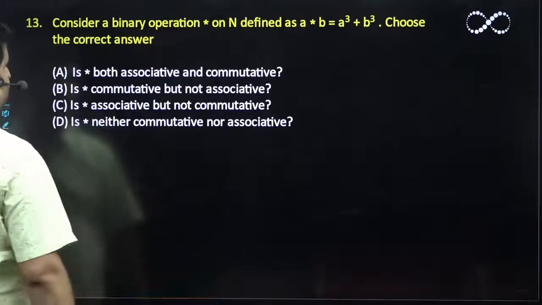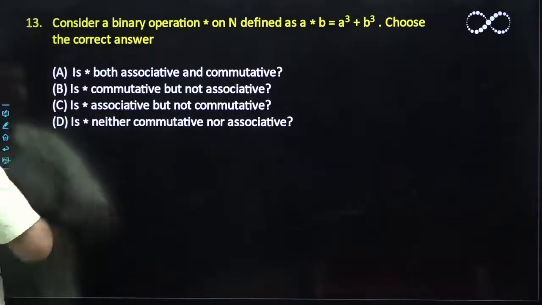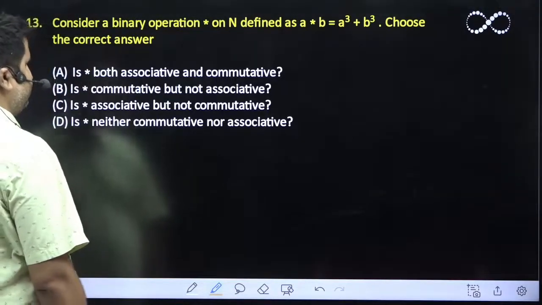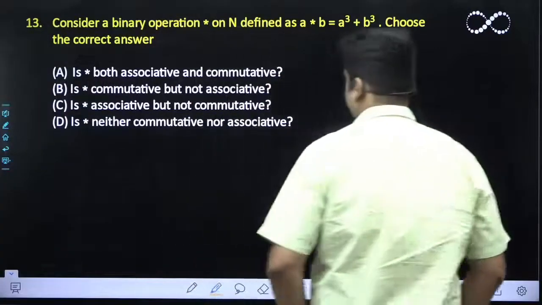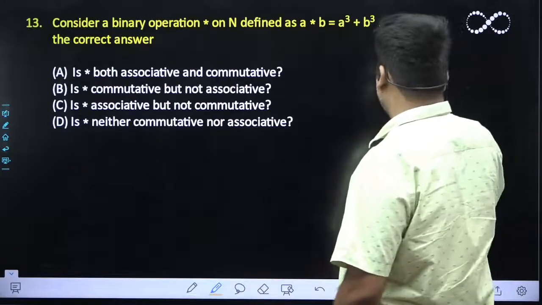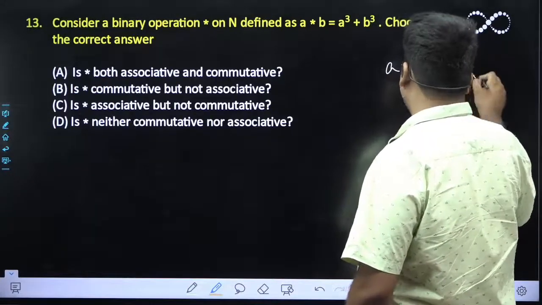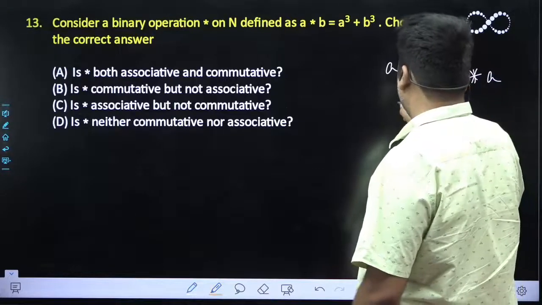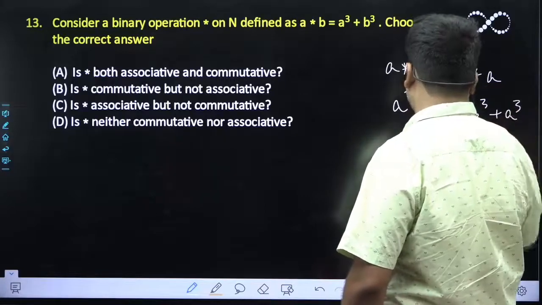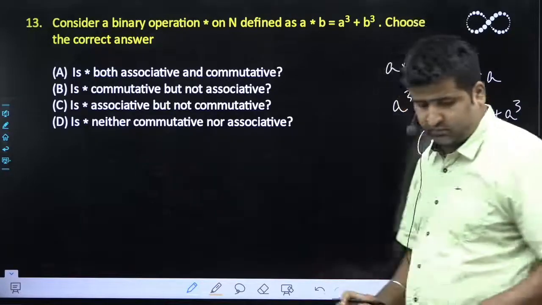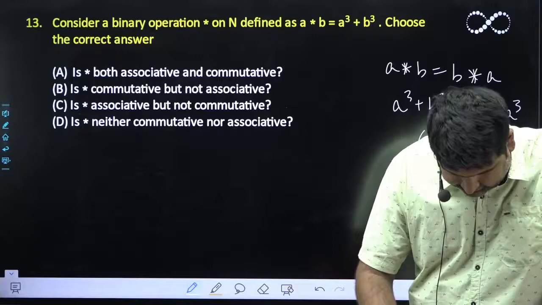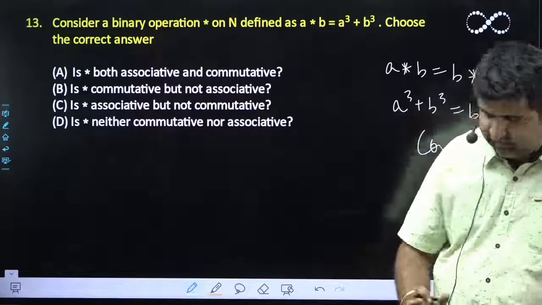So let's move on to this question. A star B is defined as A cube plus B cube. Choose the correct answer. So if you have A star B, this will be equal to B star A for sure, since this is A cube plus B cube, this is B cube plus A cube. So this is commutative for sure. No doubt about that. Now we have to see whether this is associative or not.